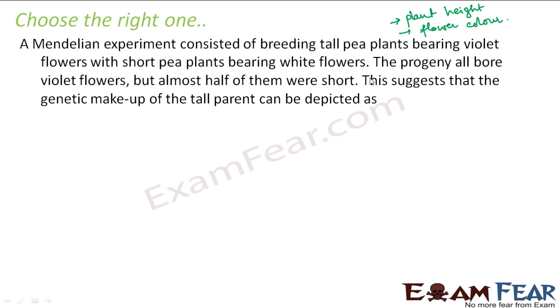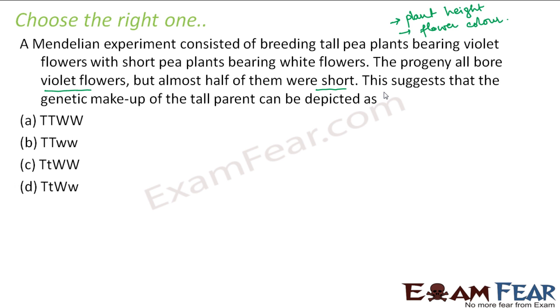The progeny all bore violet flowers, but almost half of them were short. So what was the generation which was produced? The output was that all of them had violet flowers. But half of them were short and the remaining half were tall. So this suggests that the genetic makeup of the tall parent can be depicted as which of these?